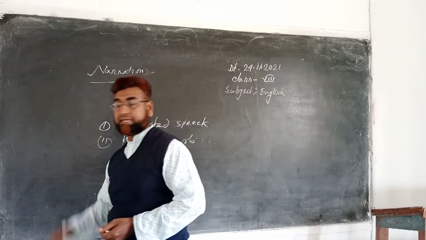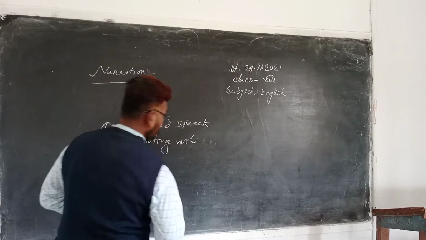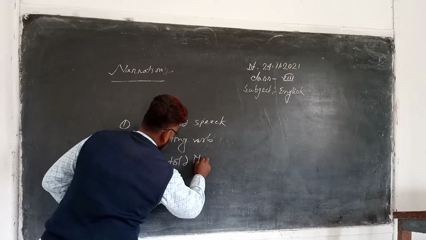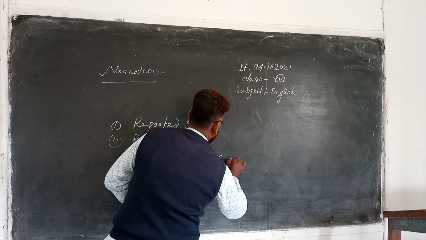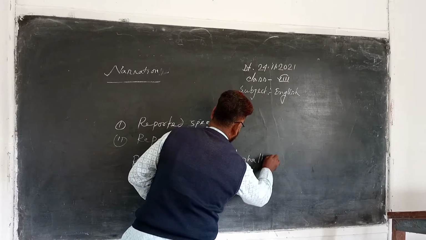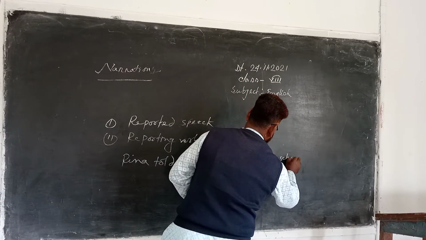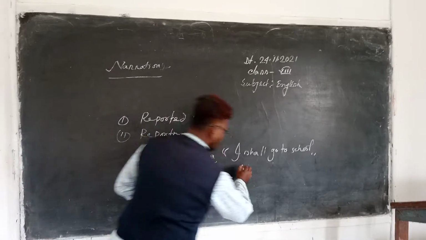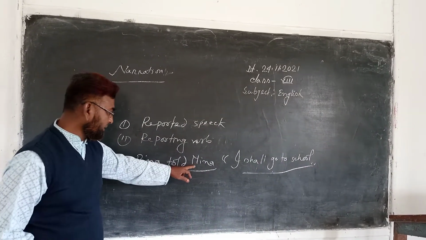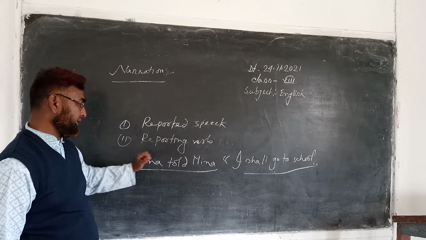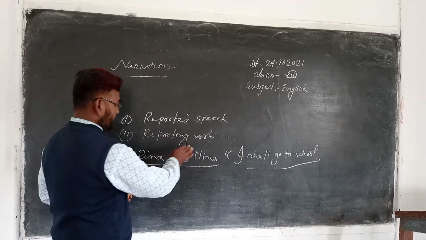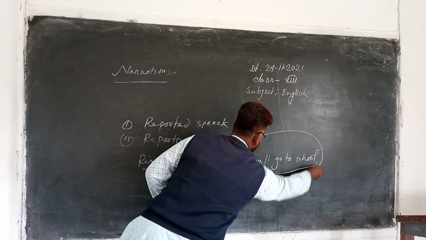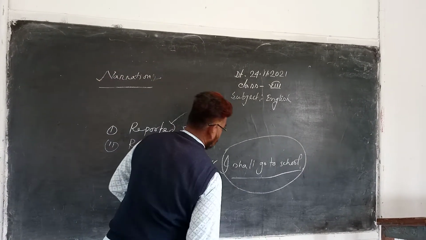It will be very easy if I give an example on the board. Look, dear students. Suppose Rina told Meena, "I shall go to school." So students, there are two parts here: Rina told Meena, and I shall go to school. Here, Rina told Meena is the reporting verb, because Rina is the speaker and Meena is the listener. Rina is saying something to Meena, and that is I shall go to school. So this sentence is reported speech.